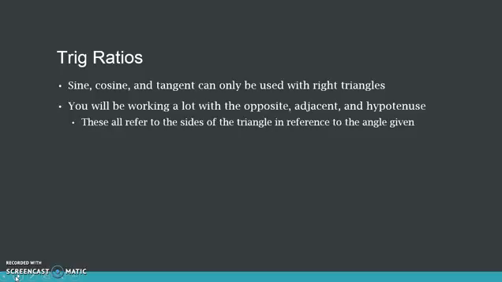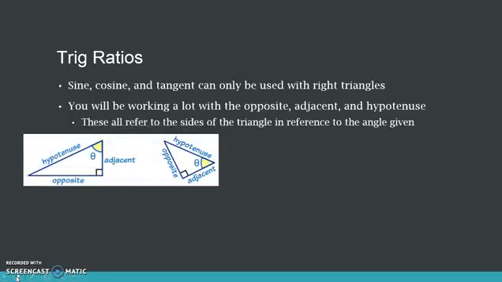You will be working a lot with the opposite, adjacent, and hypotenuse. These all refer to the sides of a triangle in reference to the given angle. So here, the angle given is this theta. So the opposite is across from it, and the adjacent just means next to. And here you have the right angle, and the hypotenuse is always across from the right angle.